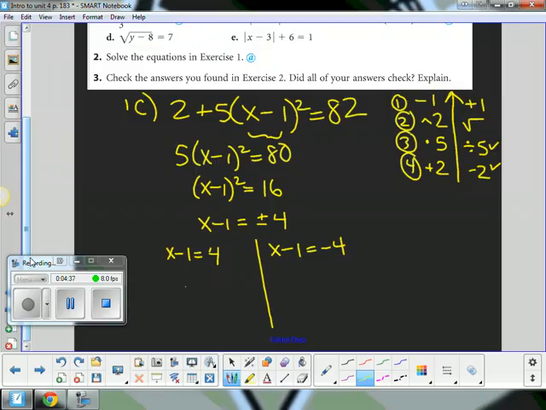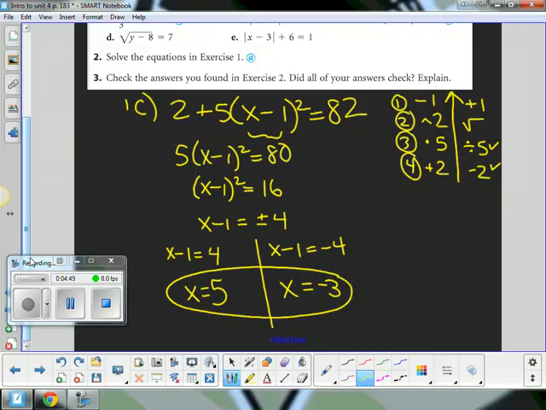Ready? Go. Add 1 to 4. Very good. Add 1 to negative 4. Negative 3. These are the 2 answers. Do they both work? Let's pretend x is 5. 5 minus 1? 4 squared? 16 times 5, 80 plus 2, 82. Negative 3 minus 1. Negative 4 squared turns positive times 5 plus 2, 82. Two answers, both good.